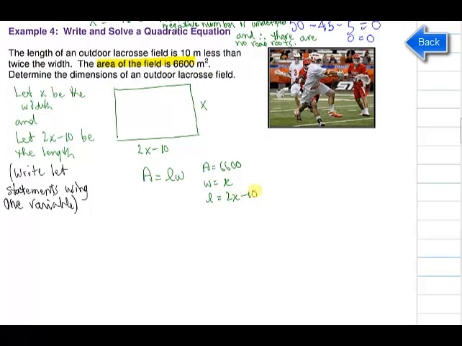Now, I already know that the area is 6,600. I know that my width is x, and I know that my length is 2x minus 10. So I'm going to substitute, okay? So the 6,600 goes in for A, my x is going to go in for W, and my 2x minus 10 is going to go in for L. Okay, so I'm going to get 6,600 equals 2x minus 10 times x. I want to simplify what I can, so I'm going to distribute.